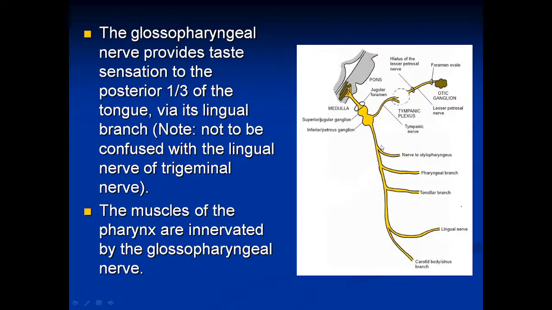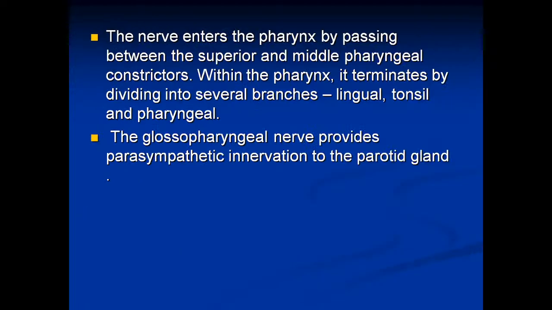The glossopharyngeal nerve provides taste sensation to the posterior one-third of the tongue via its lingual branch. The muscles of the pharynx are innervated by the glossopharyngeal nerve too. The nerve enters the pharynx by passing between the superior and middle pharyngeal constrictors. Within the pharynx, it terminates by dividing into several branches: lingual, tonsillar, and pharyngeal. The glossopharyngeal nerve provides parasympathetic innervation to the parotid gland.